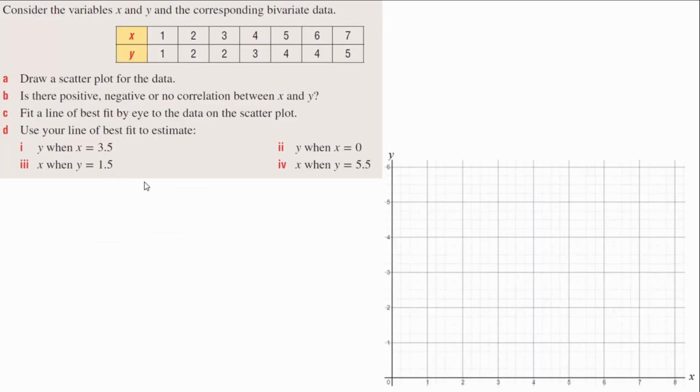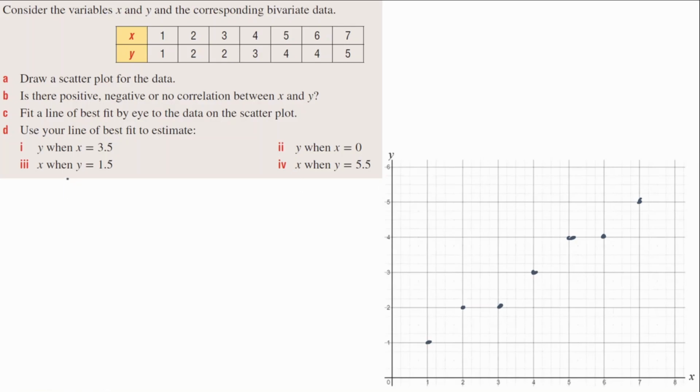Alright, let's have a go at a question here. It says draw a scatter plot for this data first. So we did this in our last lesson quite a bit. We're going to plot each of those points down. So our first one is 1, 1. Next one is 2, 2. Next one is 3, 2. That's there. Next one is 4, 3. Just up there. Next is 5, 4. Next is 6, 4. And last one is 7, 5. So that's our scatter plot.